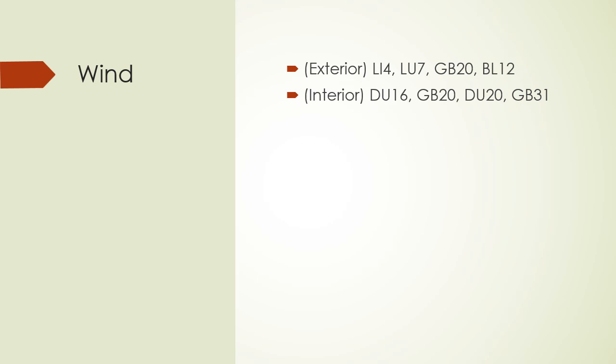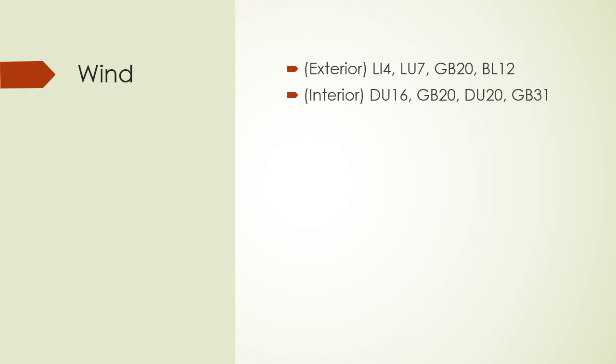For interior wind, we look at manifestations such as involuntary movement, tremors, spasms, convulsions, and these are things which typically involve the nervous system in terms of biomedicine, and the Dumai is one of the major ways in which we can influence the central nervous system and brain.